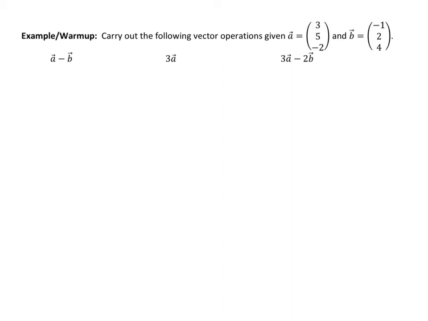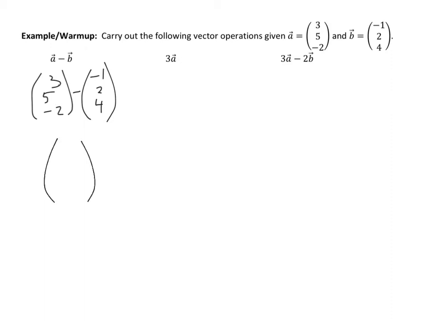All right, so for a minus b, I just need to do 3, 5, negative 2, and then subtract negative 1, 2, 4. And we recall that when we're adding or subtracting vectors like this, all we're really doing is combining them component-wise. So the x's will go together, the y's will go together, and the z's will go together. If I do the x's first, 3 minus negative 1 is going to give me 4. The y components, 5 minus 2 will give me 3, and the negative 2 minus 4 will give me negative 6. So there's my answer for that one.